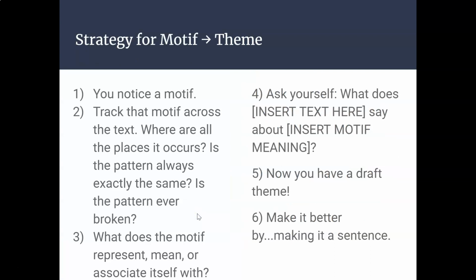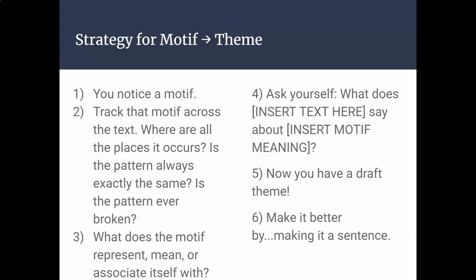So, this is how we turn a motif into a theme. First, you notice your motif. Then you track that motif across the text. Where are all the places it occurs? Is the pattern always exactly the same? Is the pattern ever broken? Where do you see an author repeating something? It could be an item, an action, a sound, or a color. What do you see being repeated throughout the text?